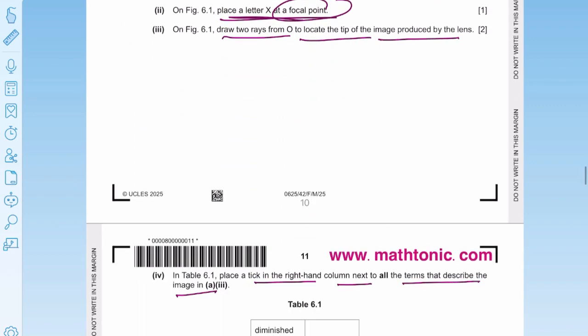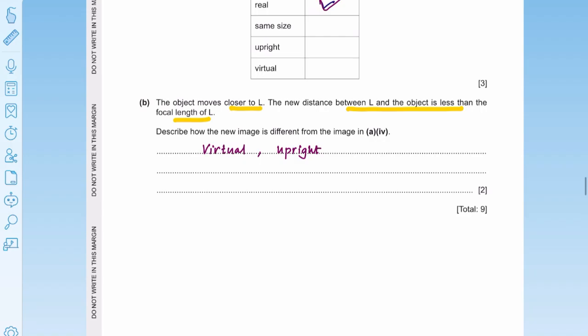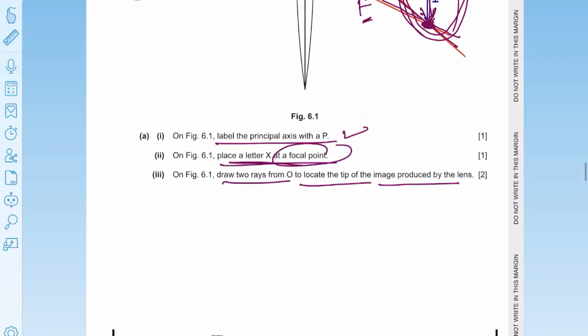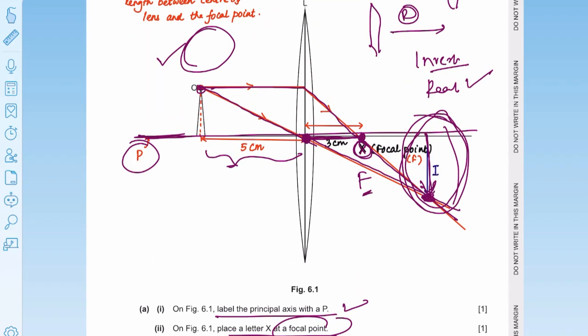Okay. Next, the object moves closer to L and the new distance between L and the object is less than the focal length. Describe how the new image is formed. Let's try to understand this one. Now for example, less than the focal length. The object right now is here, which is less than 3 centimeter. You can see here. Same process. I will draw a line like this.